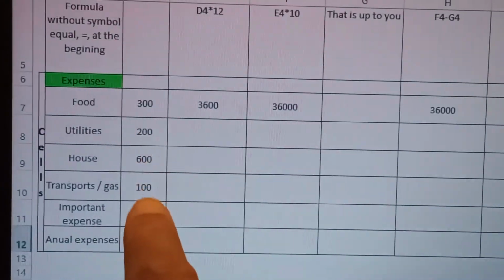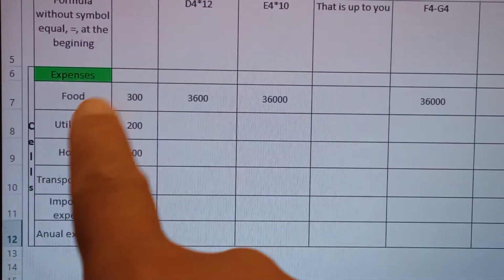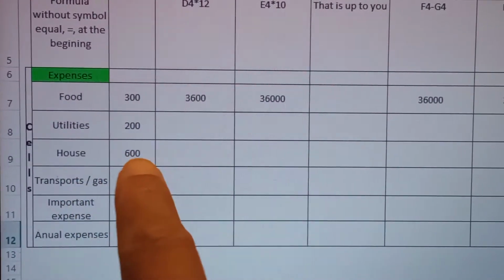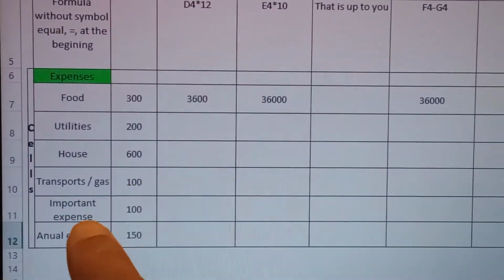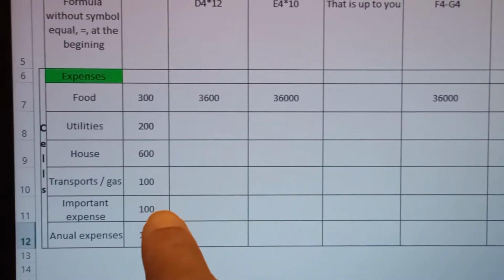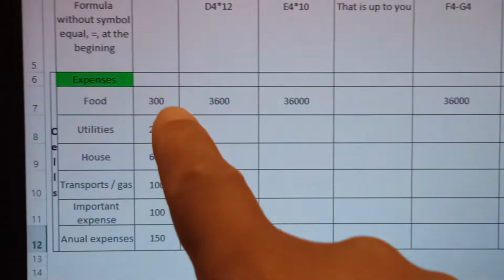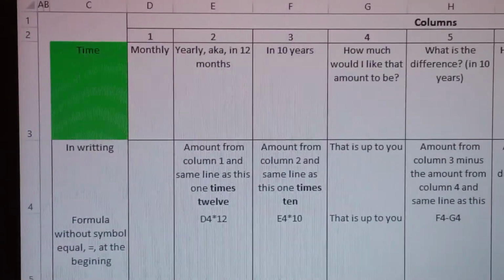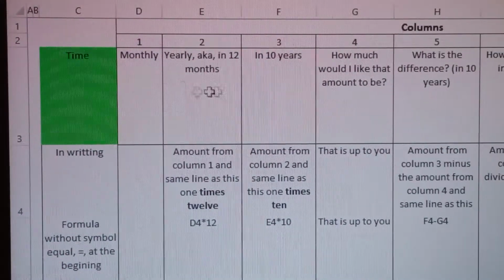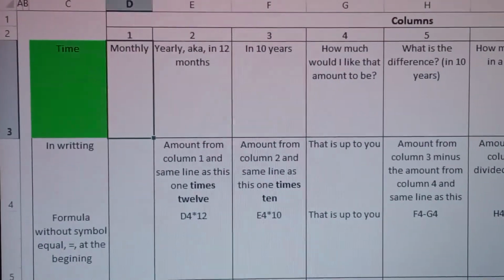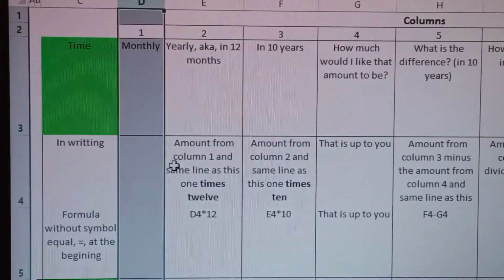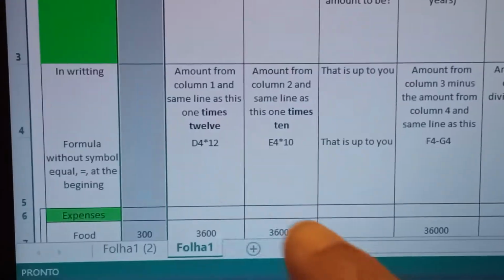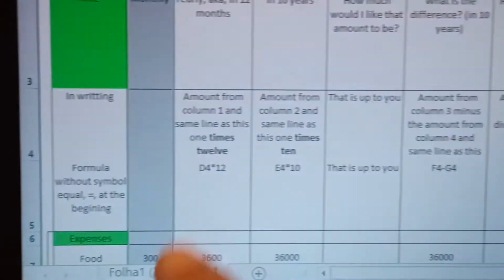And in front of it, in the second column, are the amounts each expense is. For instance, food 300, utility 200, house 600, transport and gas 100, important expenses 100, and annual expenses 150. This amount is monthly, and that is what the second column says, that monthly will be having this amount. This is what we should put.